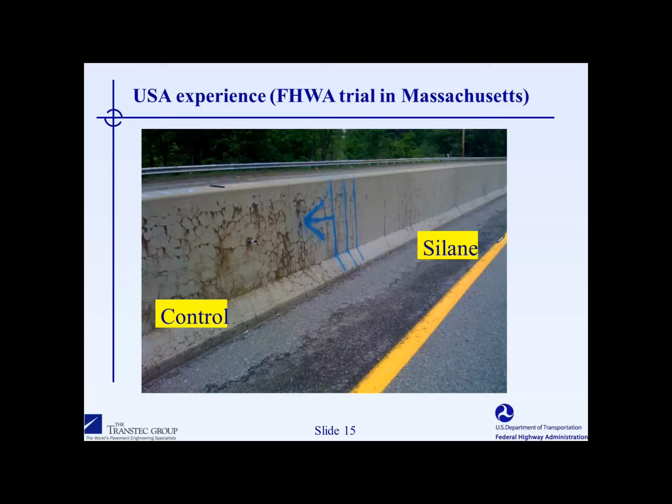Well, if you have a relatively thin barrier like this and you treat both sides of it, then you can actually reduce the relative humidity across the entire cross-section. And that helps to explain why the silane treatments are so effective on these type of barriers.